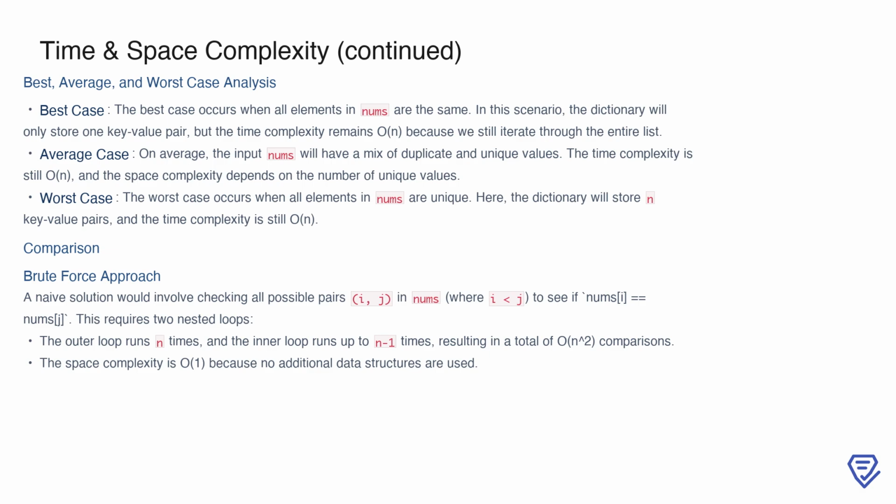For comparison, a brute force approach would involve checking all possible pairs (i, j) where i < j to determine if nums[i] equals nums[j]. This requires two nested loops, with the outer loop running n times and the inner loop running up to n-1 times, resulting in a time complexity of O(n squared). The brute force method has a space complexity of O(1), as it does not use additional data structures.